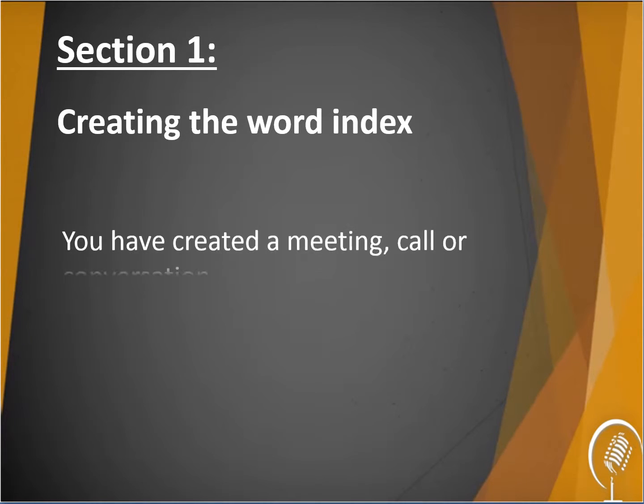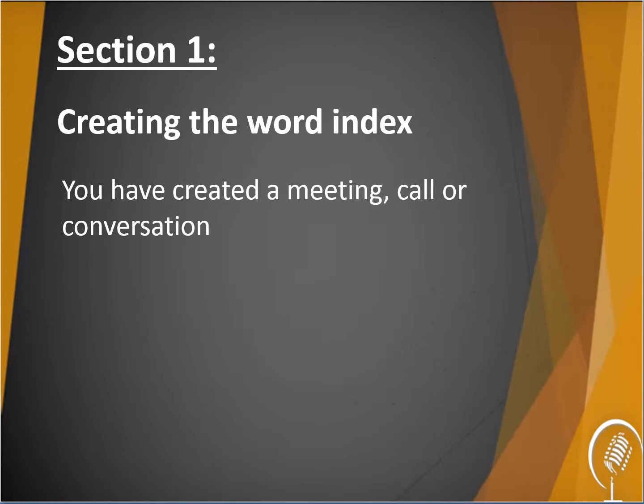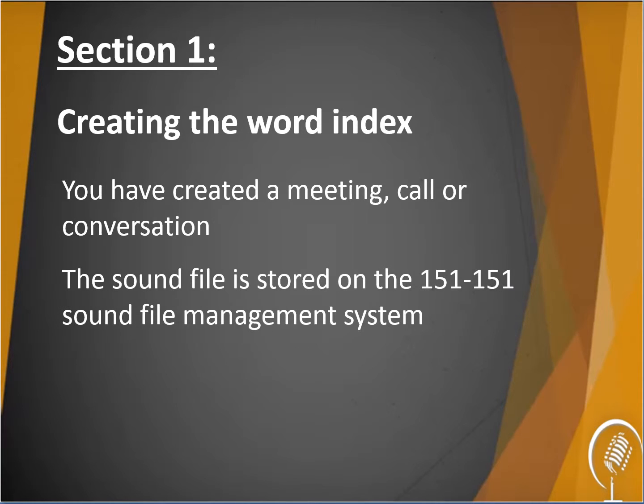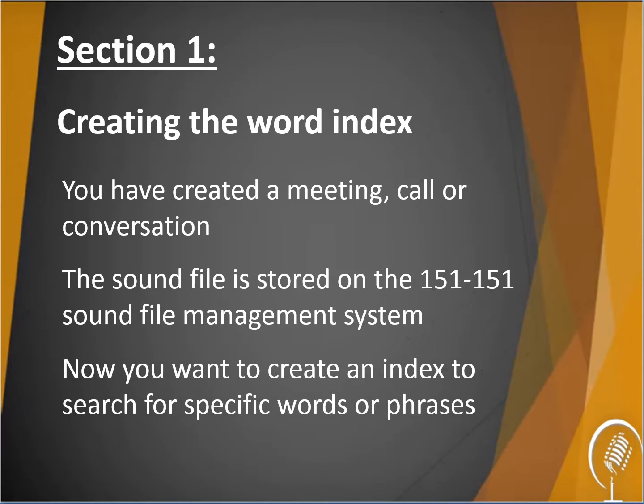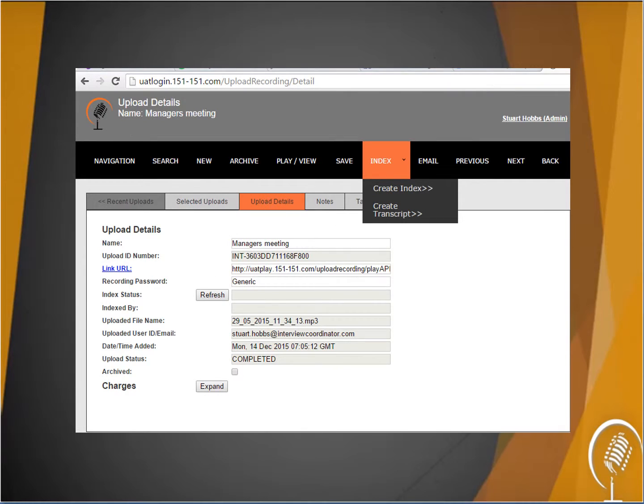So, you have recorded a meeting, call, or conversation. The sound file is stored on the 151 Sound File Management System. And now you want to create an index to search for a word or words spoken in the recording. To create an index, simply navigate to the Call or Upload Details tab of the appropriate 151 sound record. Hover over the Index menu on the menu bar and select the Create Index option.